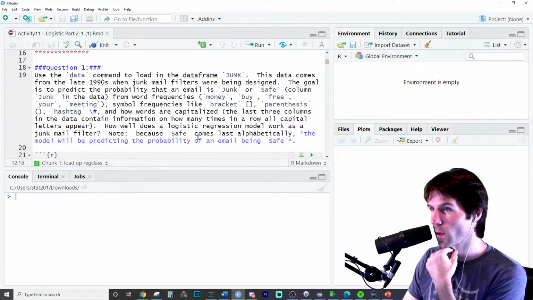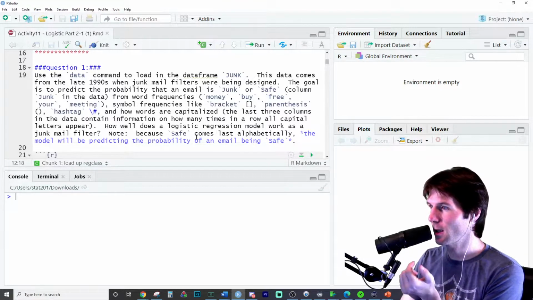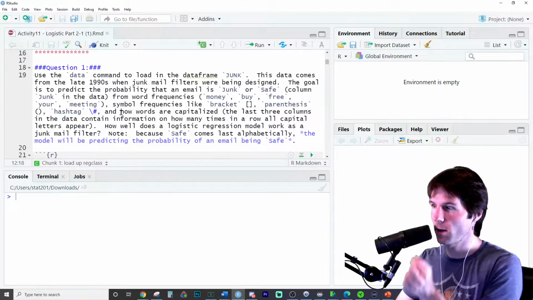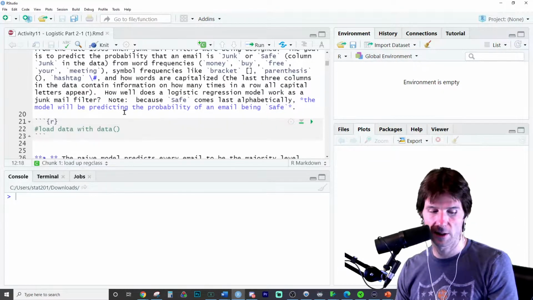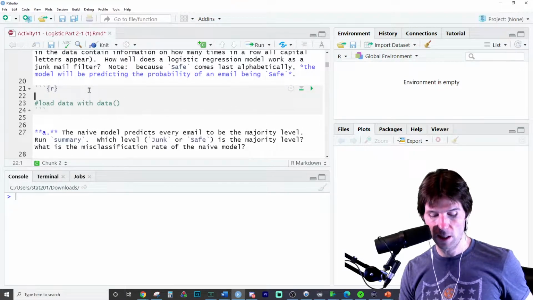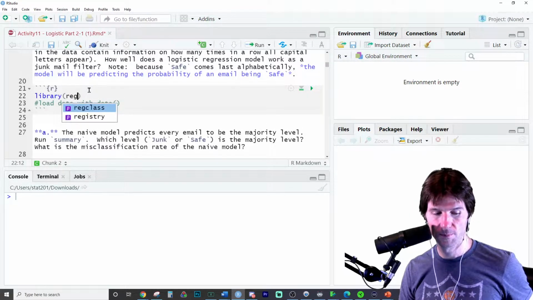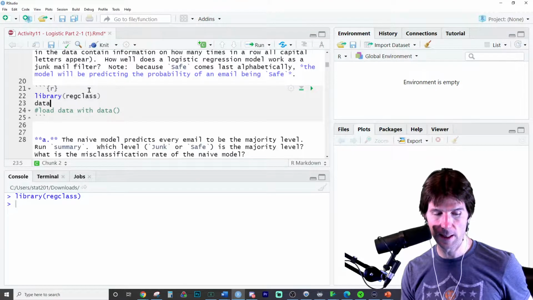So the junk data set is part of the regclass data set. This is whether or not an email is junk or safe. And we're looking at the frequency of symbols in the email. And we got all these different metrics right here telling us how often these things occur. So you have to make sure you have regclass on. Start with regclass and then data junk.